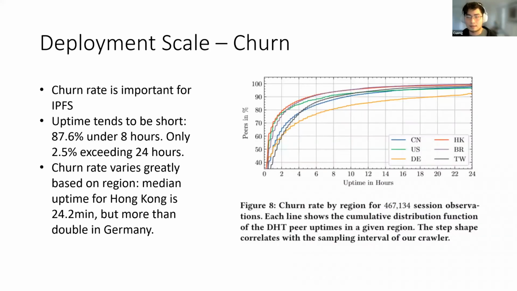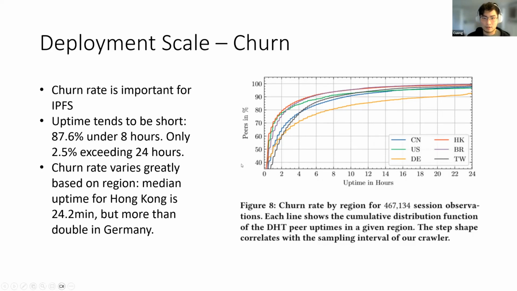Then they look at the churn rate, which is essentially the uptime, the rate at which peers go in and out of the network. In general, the uptime tends to be short. 87.6% of the nodes are up for under 8 hours, and only 2.5% exceed 24 hours.